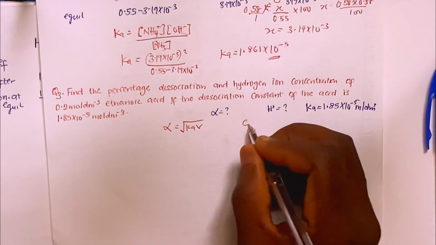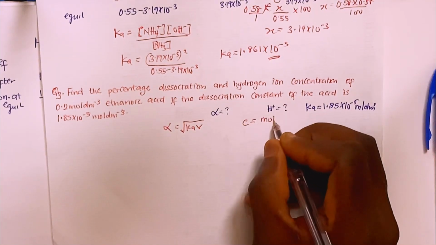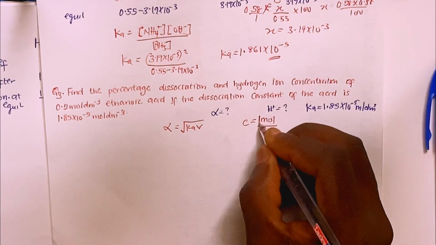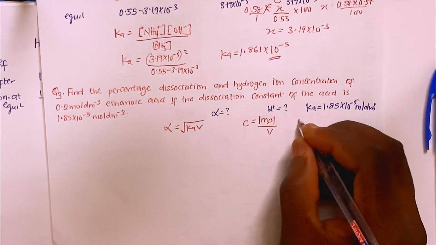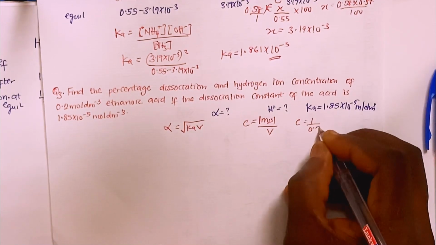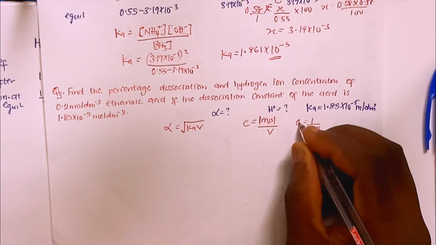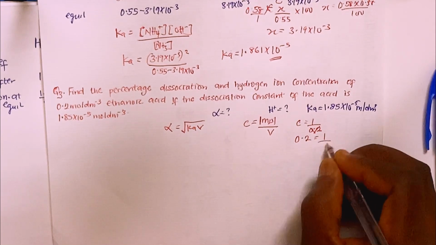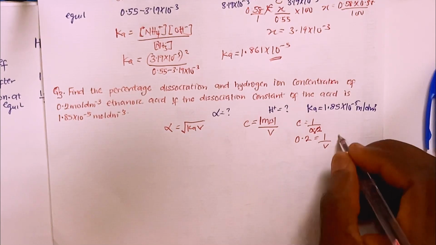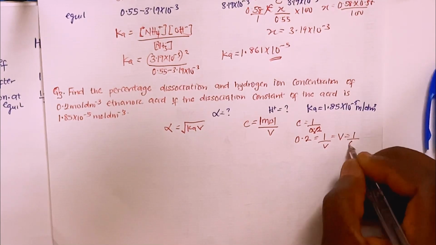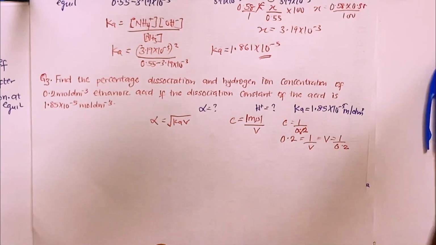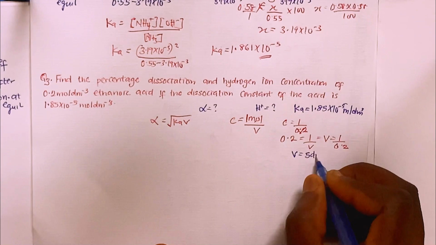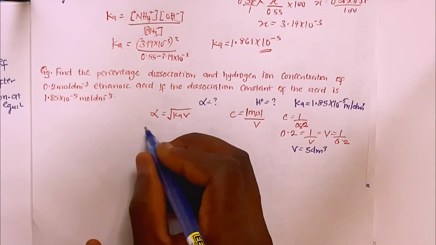So the concentration equals the number of moles over volume. As far as Ostwald is concerned, the mole we are talking about here is 1 mole. That is 1 mole over volume, so the concentration, 0.2, equals 1 over volume. So my volume equals 1 over 0.2, and my answer is that the volume equals 5 dm³.